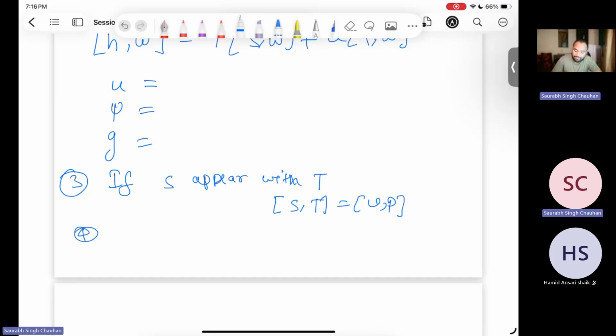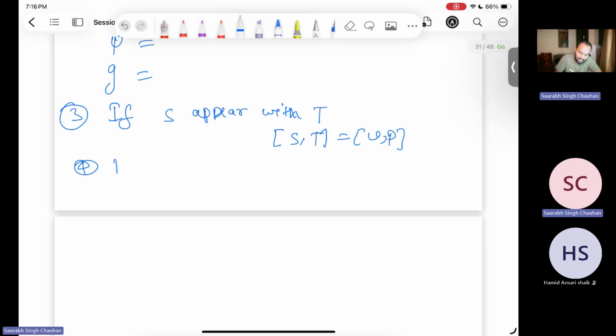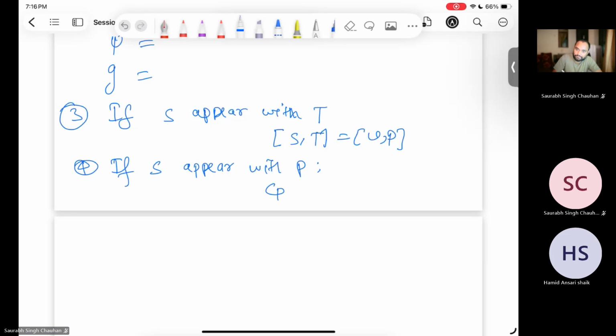We will do some examples, then everything will be clear. Currently I'm doing everything very quickly because we don't have much time. If S appears with P, then use this CP definition. CP was T times (S comma P) divided by (T comma P).